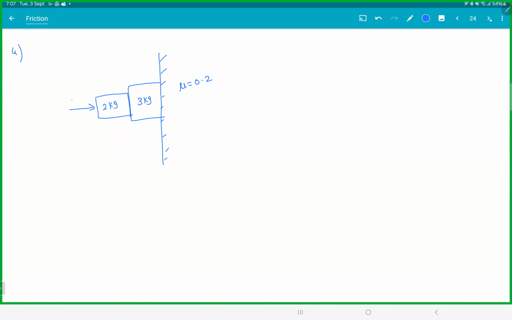And you're applying a force F. Gravity is there. And the friction between them is 0.3. The friction between the wall and the 3 kg is 0.2. So the question is, find the minimum force F so that none of the blocks slip. If there is no slipping at any surface. So there is a possibility that if you don't apply enough force, maybe one block will be at rest and the other one will slide.